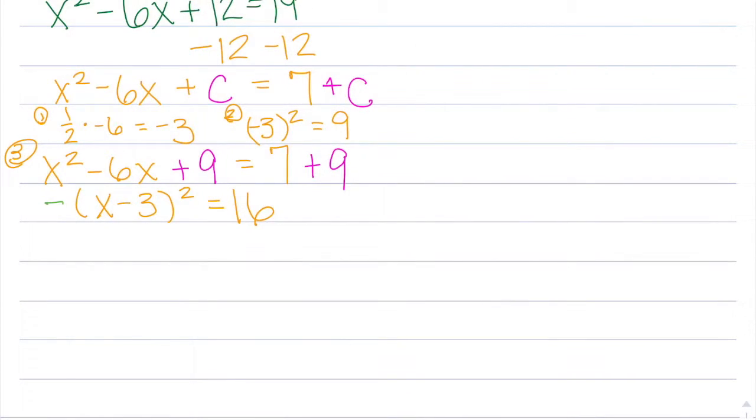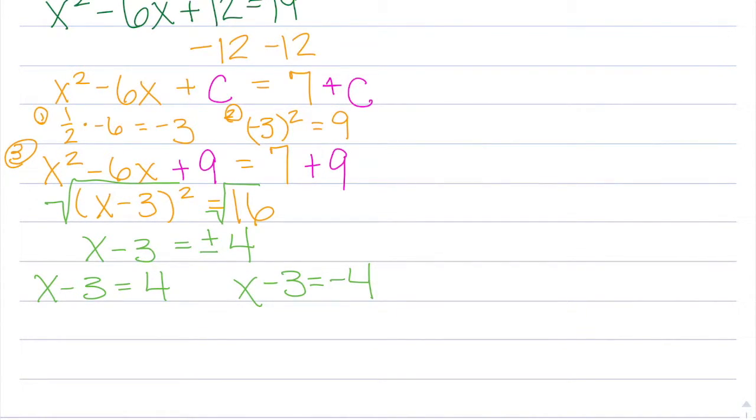So we're going to take the square root of it, but we can do negative 4 times negative 4 equals 16, or positive 4 times positive 4 equals 16. So we have to have plus or minus 4. So that then becomes two separate things. We have x minus 3 equals 4, and x minus 3 equals negative 4. So if we add the 3 to the other side, we should get x equals 7 or x equals negative 1.